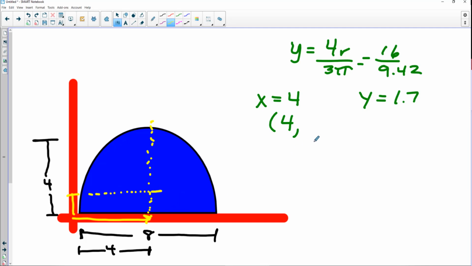Okay, so our y is 1.7. And so our centroid is here. Now, similarly, we have some exceptions to this rule. So let's try an alternative.